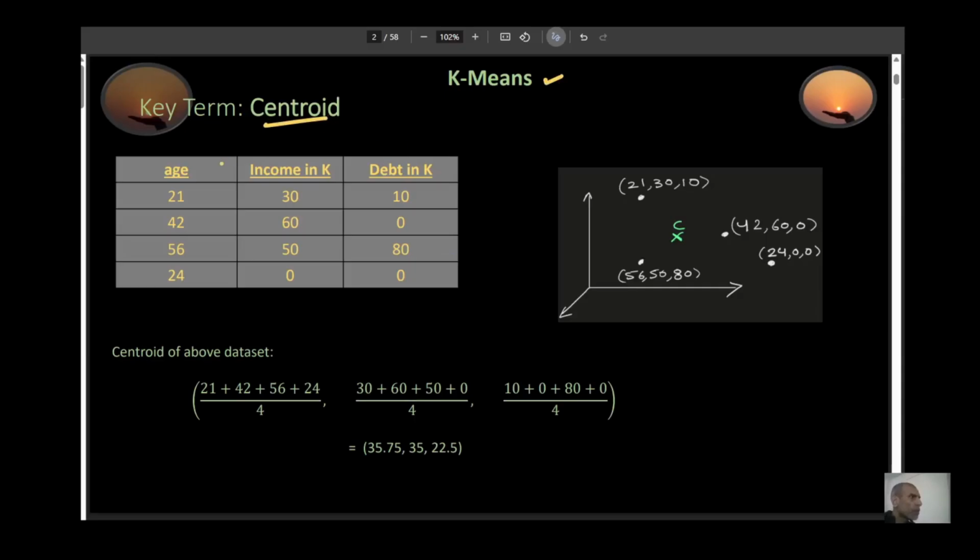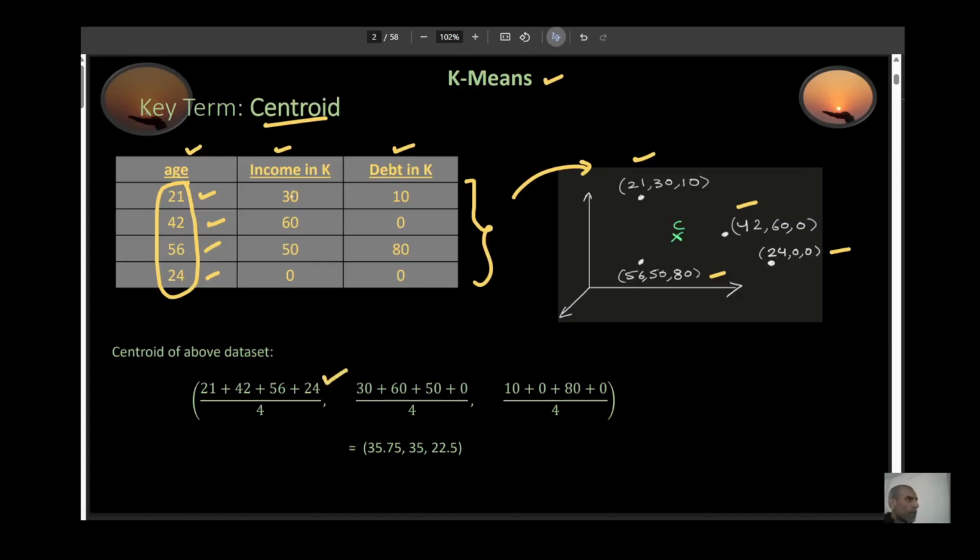Centroid. Suppose you have a data set that consists of three features: age, income, and debt. And you want to find the centroid of these points. Let's say I plot these points over here. This is my point P1, P2, P3, P4, corresponding to each one of these four points. The way you find the centroid is you take these age values, add them all together, and divide by the total number of records. In this case, 21 plus 42 plus 56 plus 24 divided by 4.